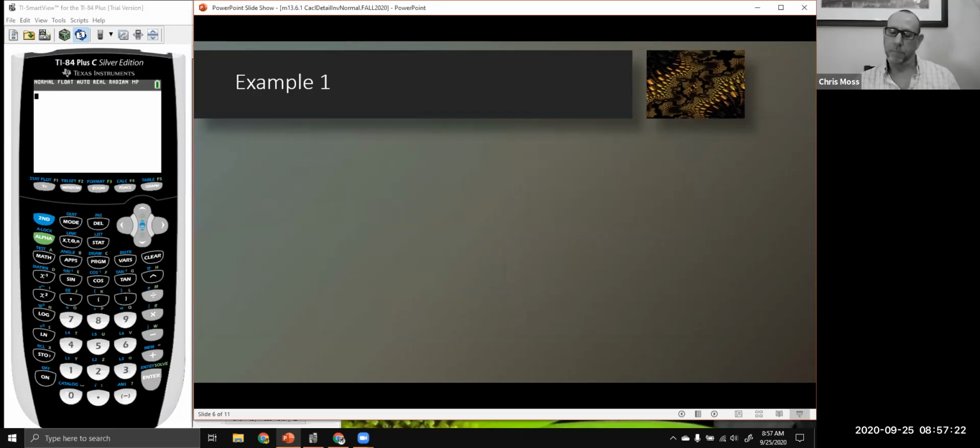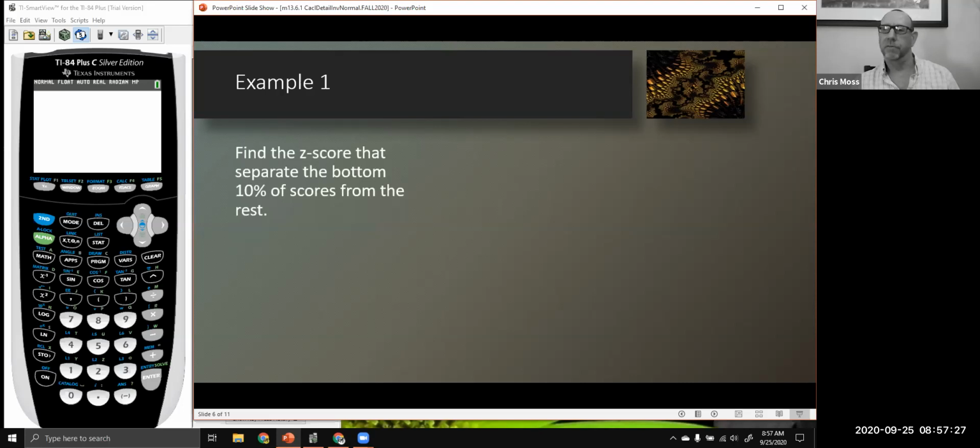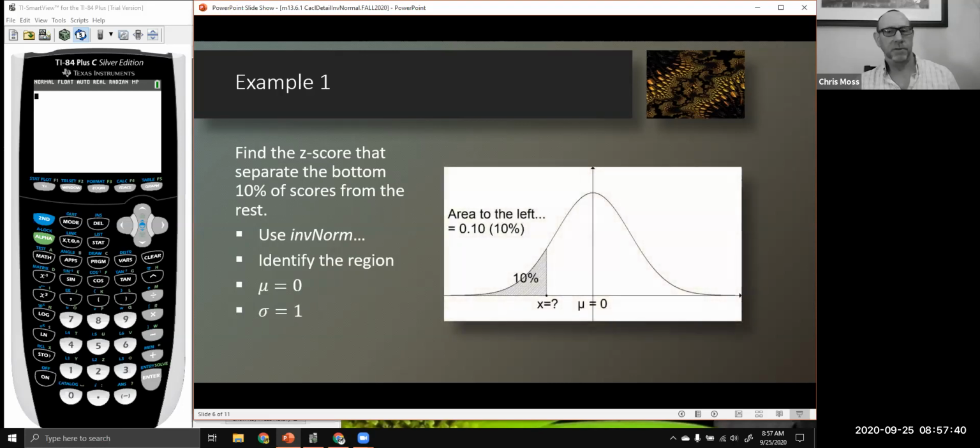Here's our first example. We want to find the z-score that separates the bottom 10% of scores from the rest. I'll use the inverse norm tool, but before I reach for that tool, I'm going to identify the region. I truly believe that drawing pictures for this material is very, very important. It really serves to focus your thoughts and actions. So I have the 10% of area on the left, and I'm looking for that particular point.